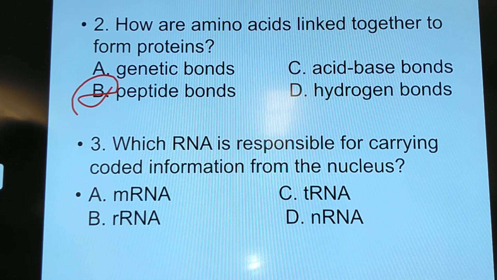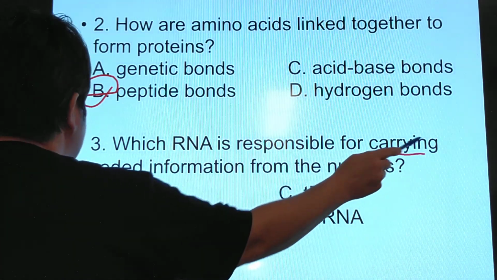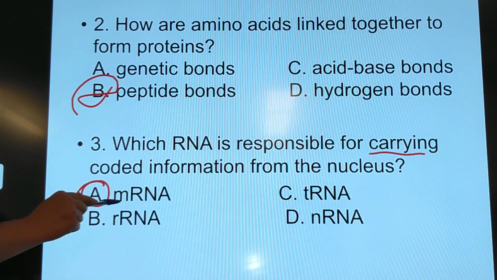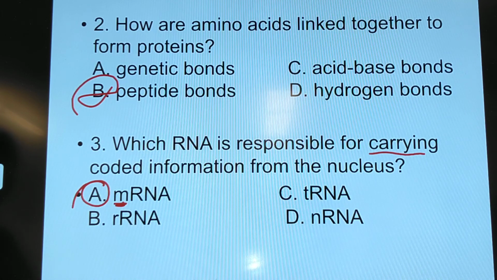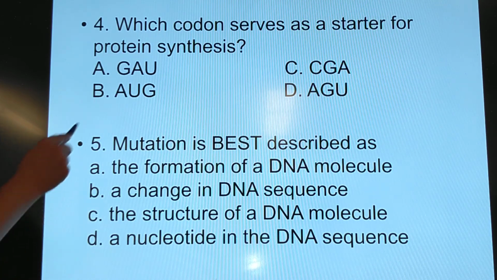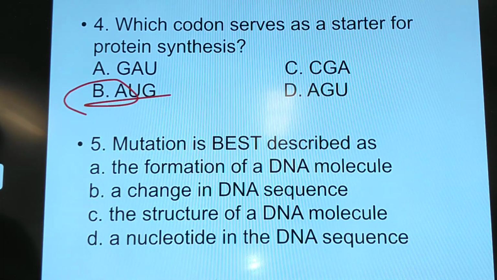Which RNA is responsible for carrying the code from the nucleus? Carrying the message. So it is messenger RNA, mRNA. It carries that message from the DNA in the nucleus out to the ribosome. Which codon serves as the starter for protein synthesis? Remember we talked about school starting in August. So AUG is our start codon. Start codon. This thing's not working.